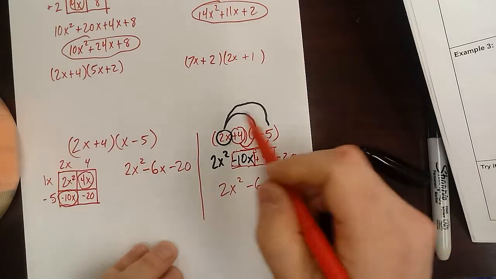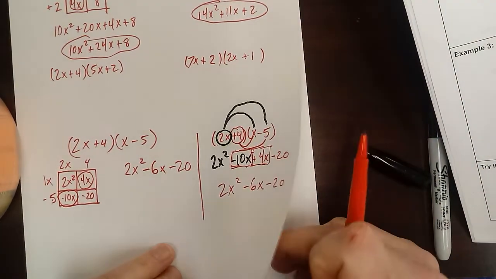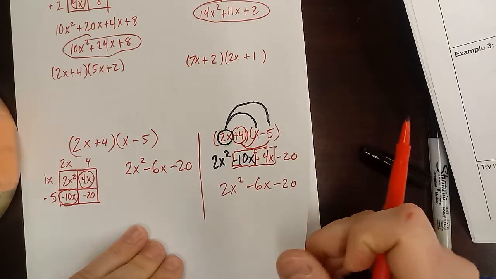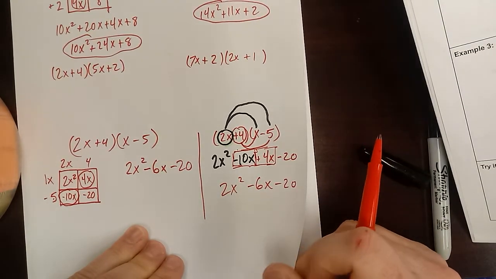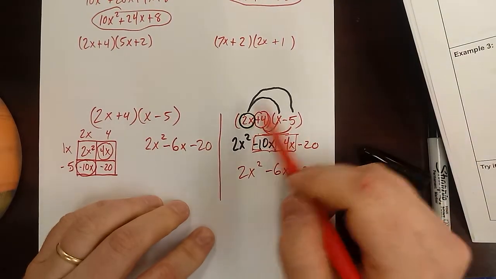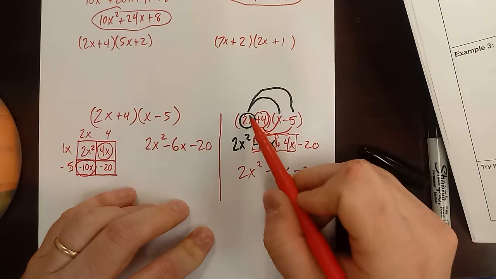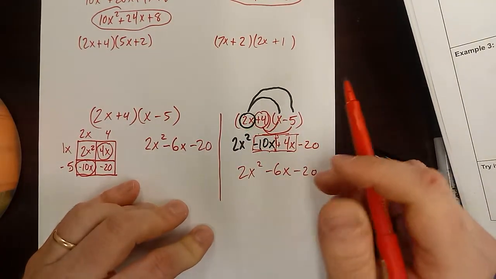So people will call this foiling, and I'll show you why it's called foiling. I actually don't recommend foiling. Foiling can present problems when we don't have a specific situation. I would recommend thinking about it as using the distributive property, taking this one times each of the ones, taking the second one times each of the ones.